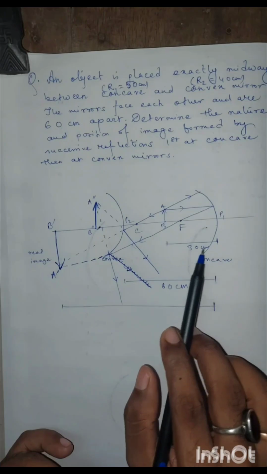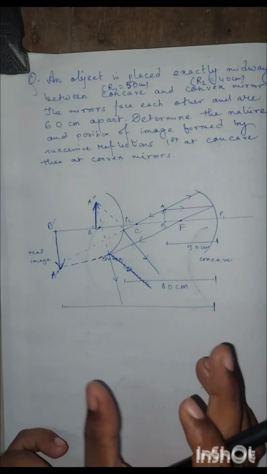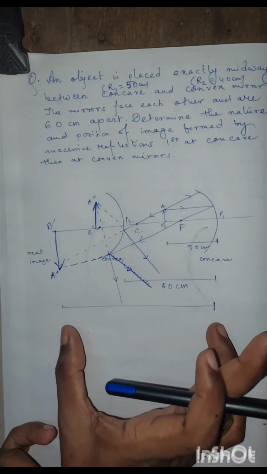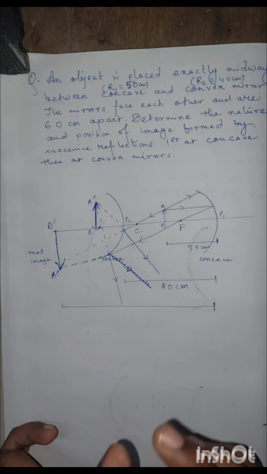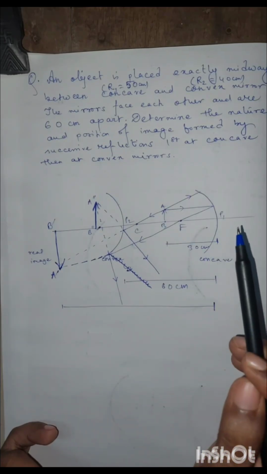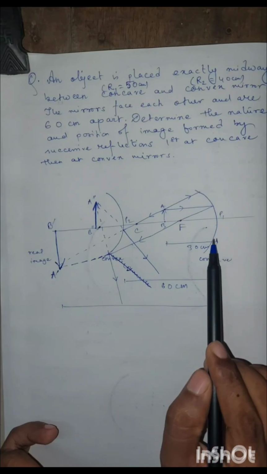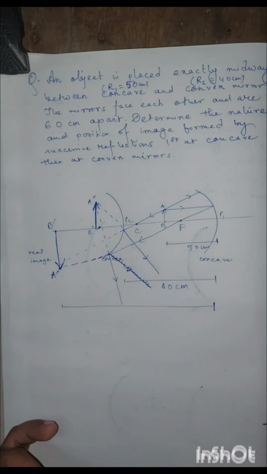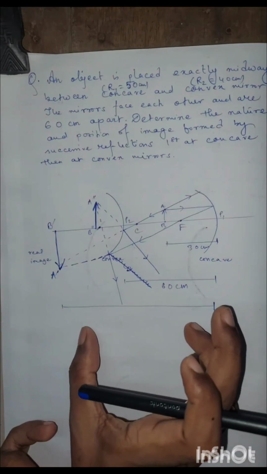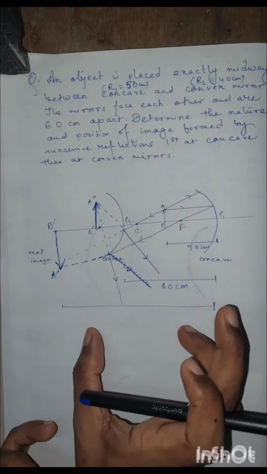Thirty centimeter is our object distance and this is our image distance for the reflection by the concave mirror. We do not know this. We have to find it out.